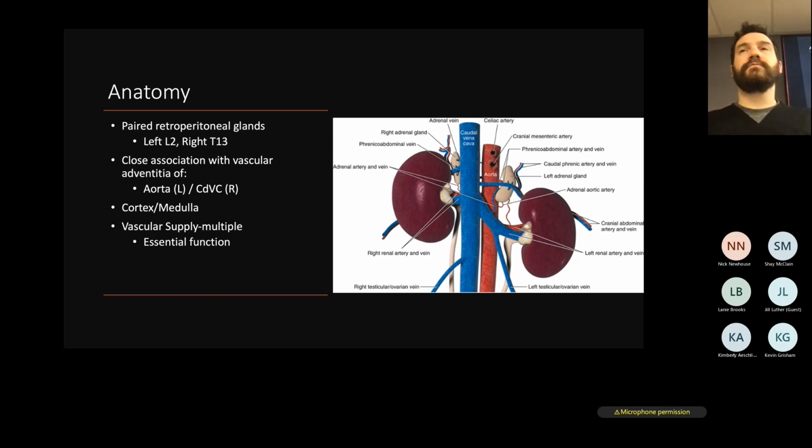They have a very rich blood supply, and the blood supply plays into their ability to do their jobs effectively. And so the glands have about 20 to 30 branches of arterial blood supply coming from the phrenico-abdominal, renal, and cranial abdominal arteries. The blood flows through the glands and into venous sinuses, and then quickly out the phrenico-abdominal vein, which allows adrenal products to be dumped into venous circulation very quickly.